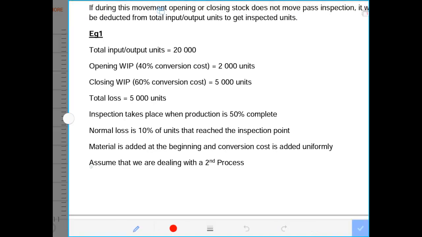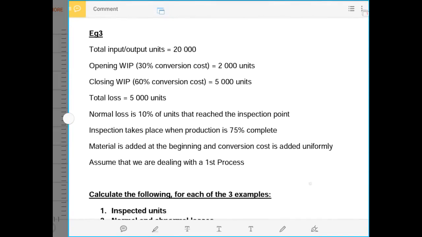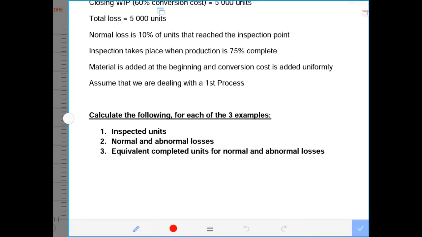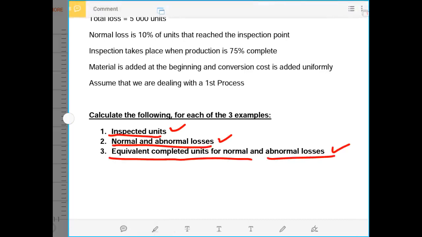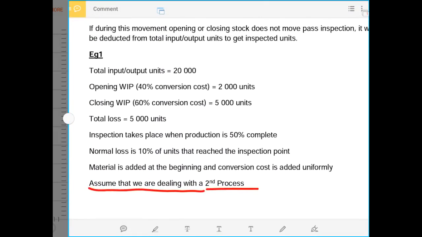Now, it says assume that we are dealing with the process 2 or the second process. That means there was a first process and we are dealing with the second process. And we are required to calculate the inspected units and to calculate the normal and abnormal loss. Then after, the equivalent completed units for normal and abnormal loss. So now we'll do the 3 in terms of answering this first example.